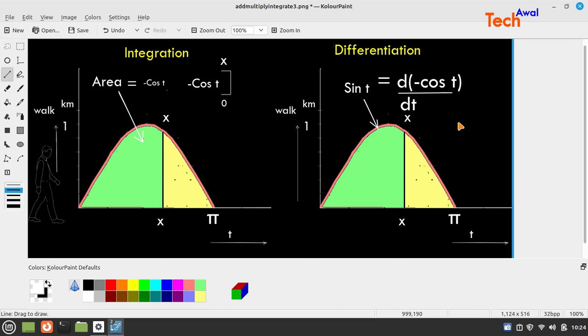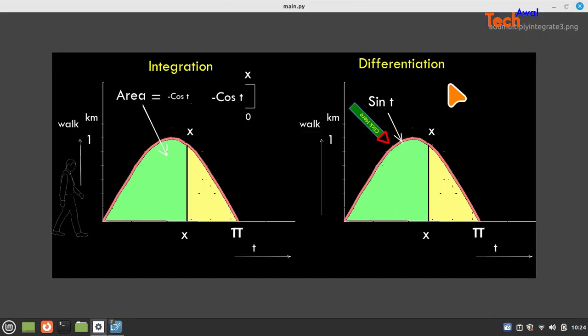Okay, so if I know the equation of this line is sin t, then that equation can be brought back by doing the differentiation of the area. So if I know the area of this kind of sinusoidal speed is minus cos t, then if I differentiate minus cos t, I'll get back the speed. So that is sin t.